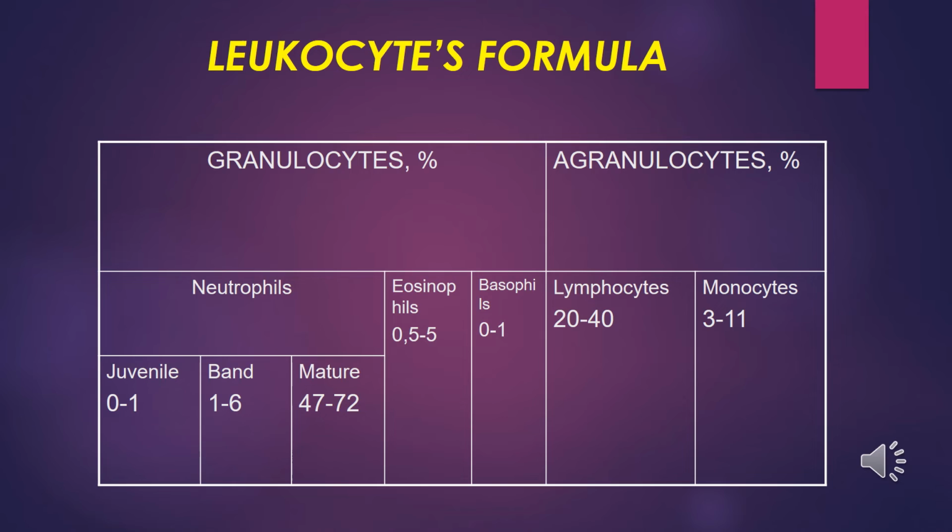Neutrophils divide into three main groups: juvenile 0 to 1%, band from 1 to 6%, and mature 47 to 72%. This is the leukocyte formula in normal conditions. In pathological states, the percentages in some groups may change, and in the inflammation process the amount of neutrophils always increases, juvenile and band forms of neutrophils.